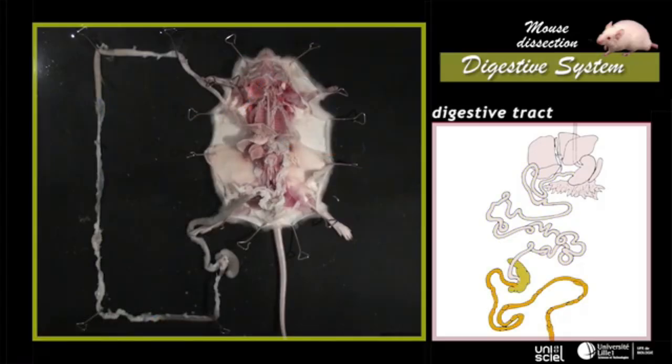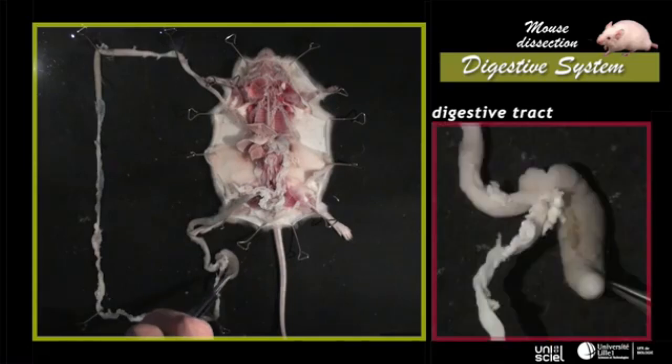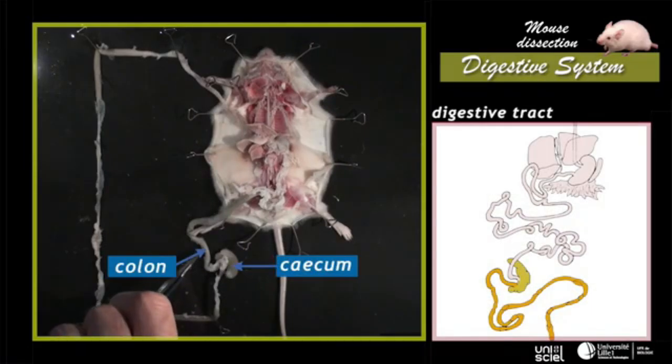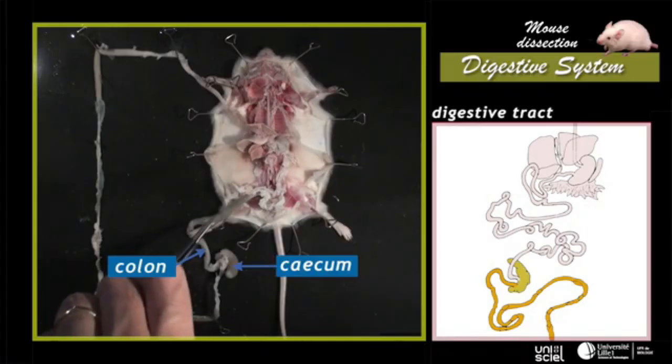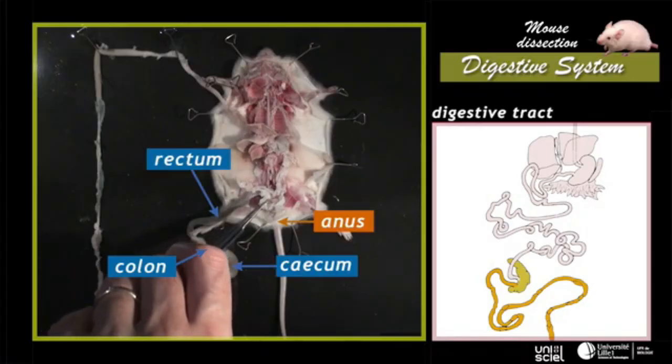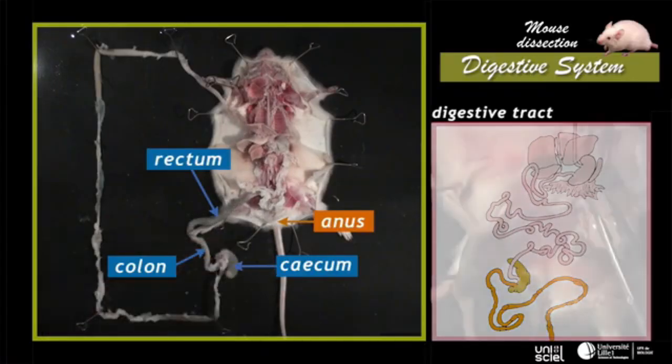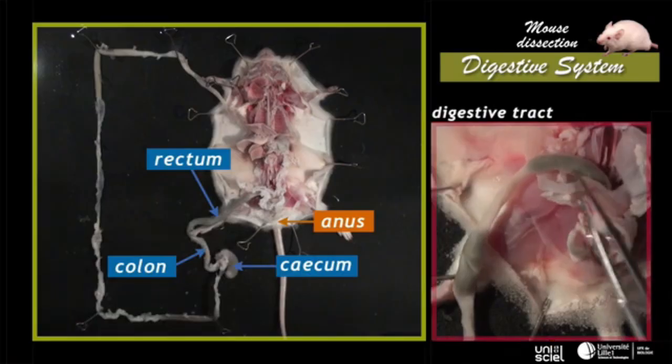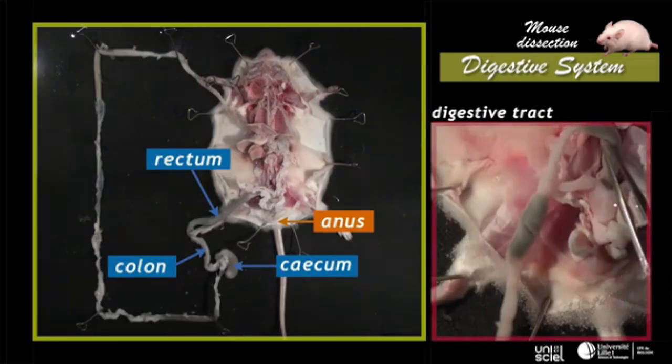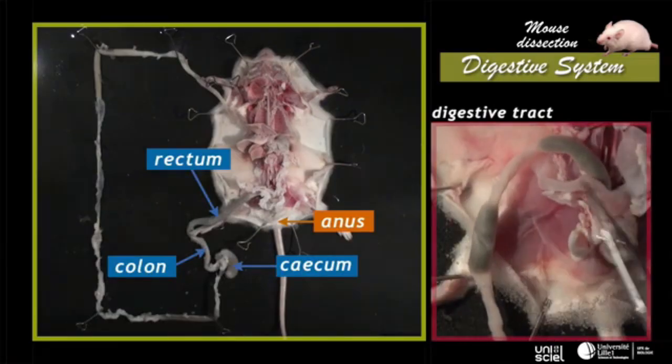The large intestine is the shortest and is composed of 3 parts as well. It begins with a dead-end pocket, the caecum. It continues with the colon and ends with the rectum leading to the anus. The rectum can be easily recognized thanks to the presence of a string of droppings inside.